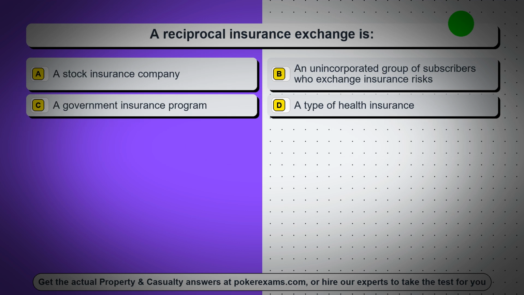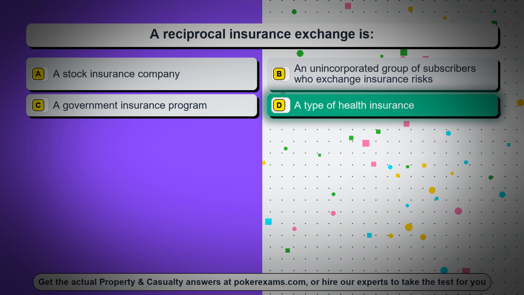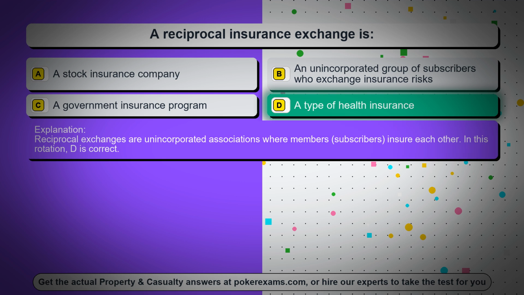Question 100. A reciprocal insurance exchange is. Option A, a stock insurance company. Option B, an unincorporated group of subscribers who exchange insurance risks. Option C, a government insurance program. Option D, a type of health insurance. The correct answer is option D, a type of health insurance. Reciprocal exchanges are unincorporated associations where members, subscribers, insure each other. In this rotation, D is correct.